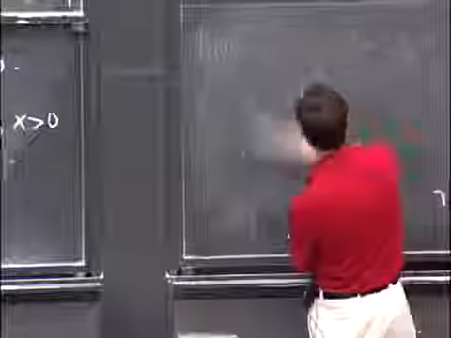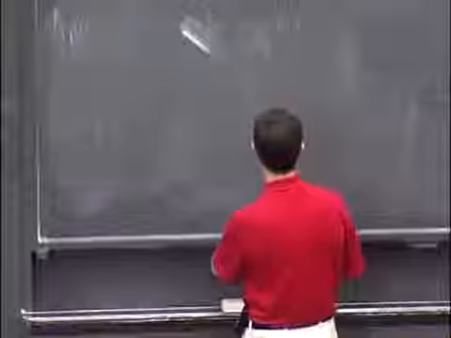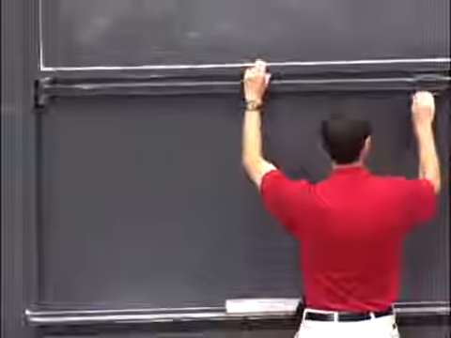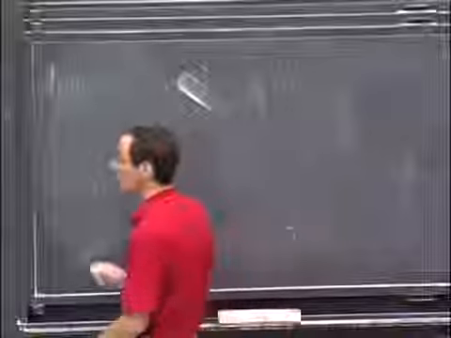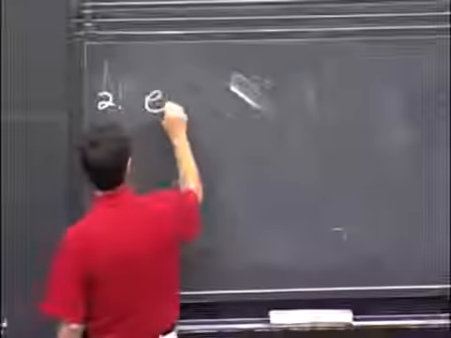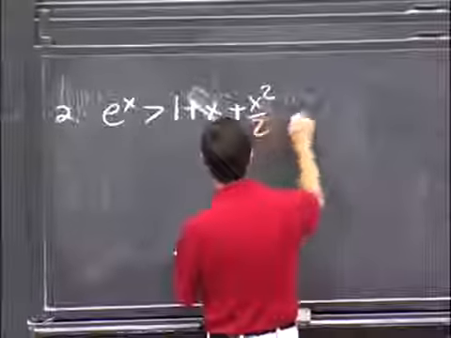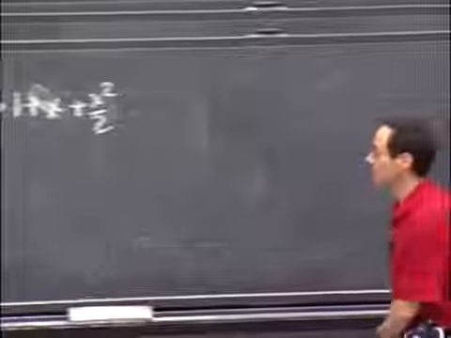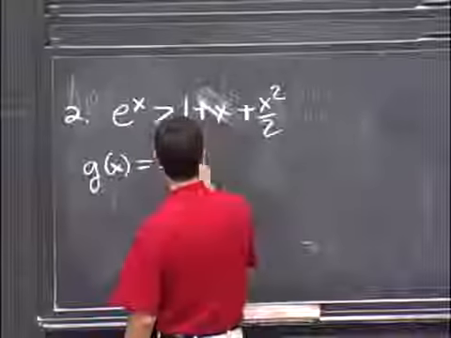Oh, gee, I erased the wrong thing. I erased the statement and not the proof. Well, hide the proof. And the next thing I want to prove to you is that e to the x is bigger than 1 plus x squared over 2. So how do I do that? I introduce a function g of x, which is e to the x minus this.